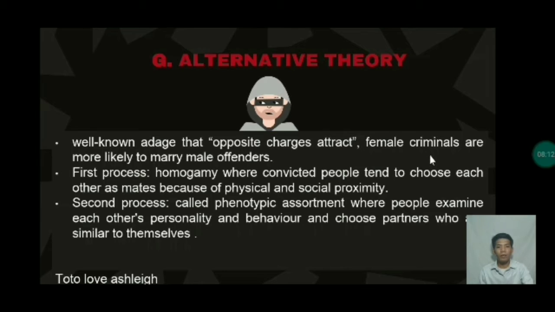So alternative theory, well known that opposite charges attract. Female criminals are more likely to marry male offenders. First process, homogamy, where convicted people tend to choose each other as mates because of physical and social proximity. Second process, called phenotypic assortment, where people examine each other's personality and behavior and choose partners who are similar to themselves. So, it is a theory where similar people cohabit, marry or become sexual partners. They choose to become mates for they meet at the same place and right time.